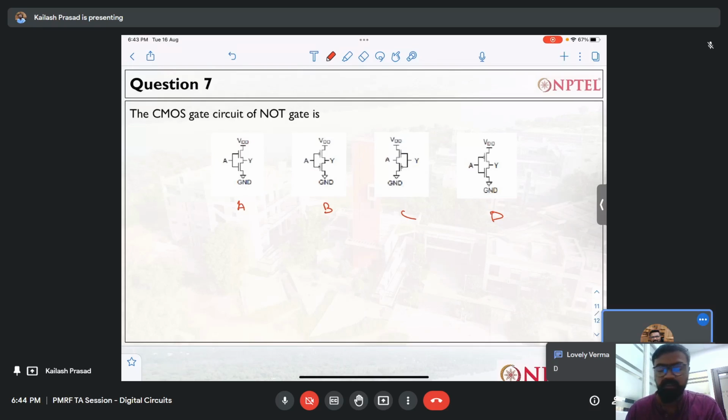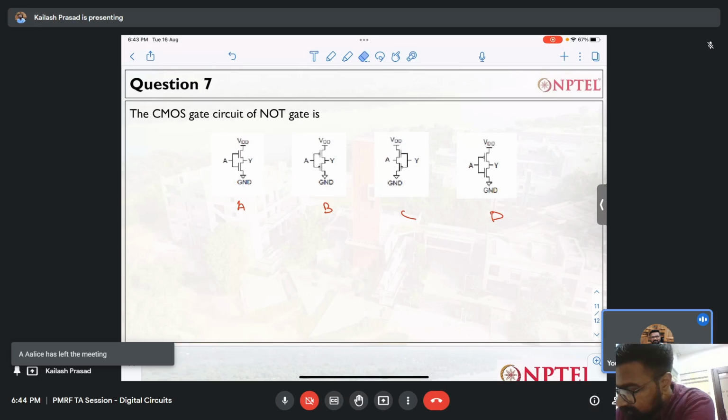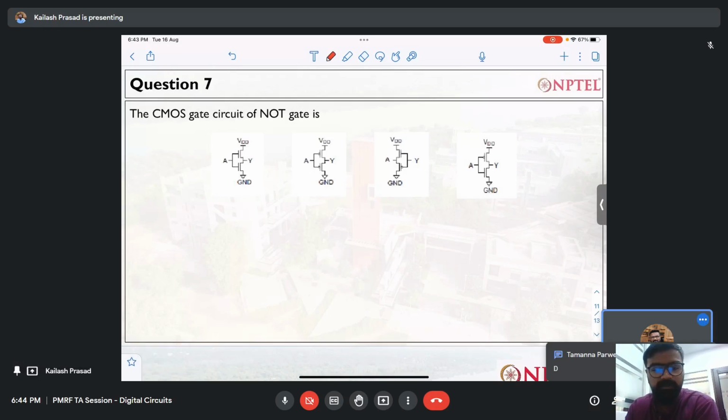Okay, so let me make this question interesting. I agree that option D can be one of the answers. But before that, I want you to give me the answer of each of these gates. For the first gate, you have 4 nodes: A, Y, VDD, and ground. What will be the value of Y for this gate?